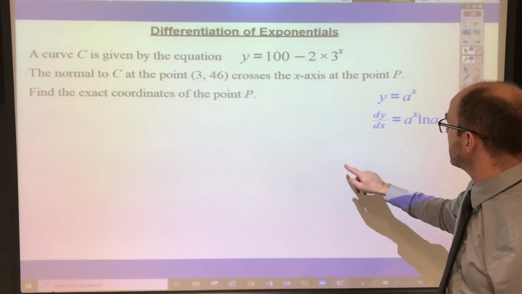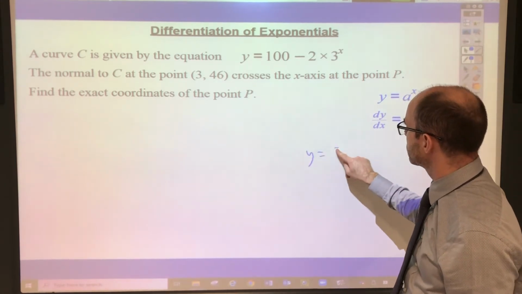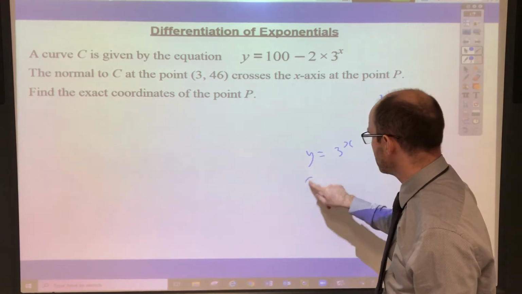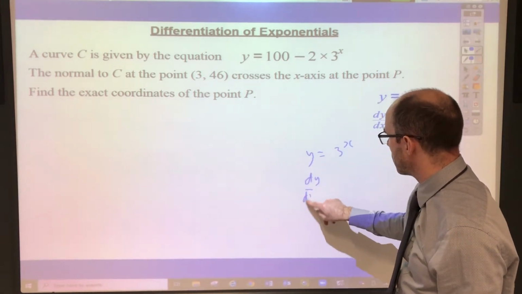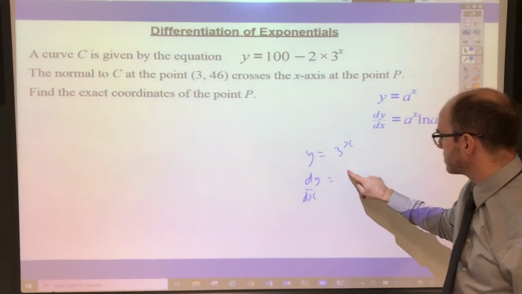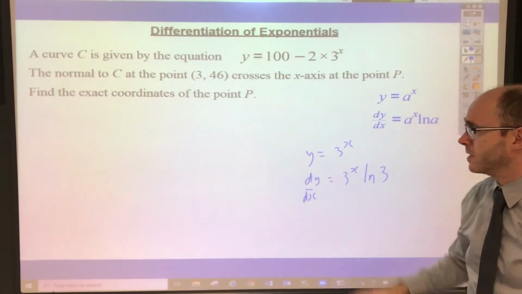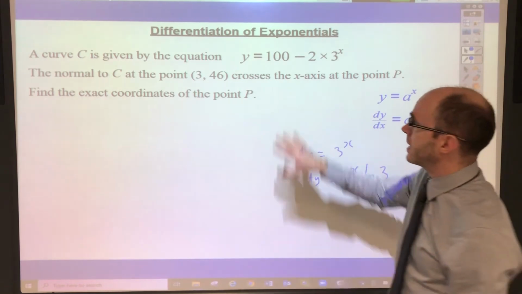So let's just write this in. Suppose y equals 3 to the x. I'm just taking that bit of the equation there. Then dy/dx, what's that going to be? That's going to be 3 to the x multiplied by the natural log of 3. So that's that bit. Now let's go ahead and do this.